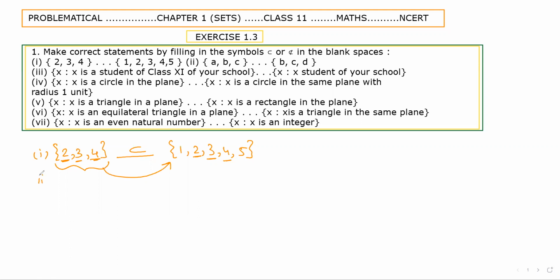Second, {A, B, C} and {B, C, D}. A is not present over here. B and C are present, but A is not present on the right hand side. So we will not call it a subset.